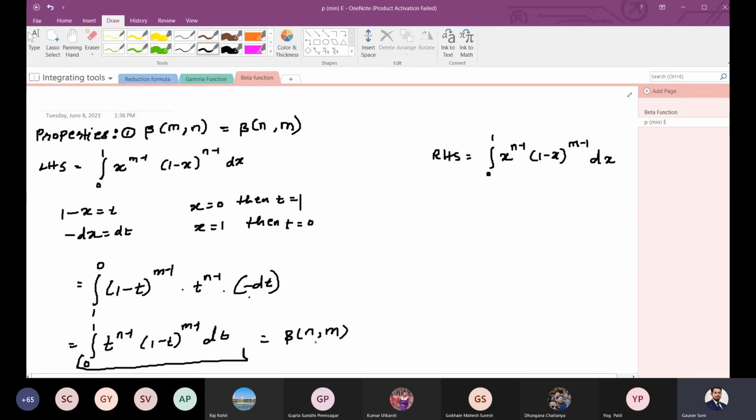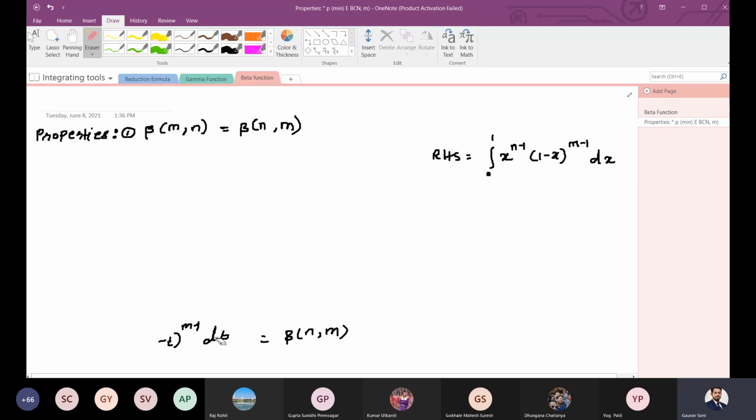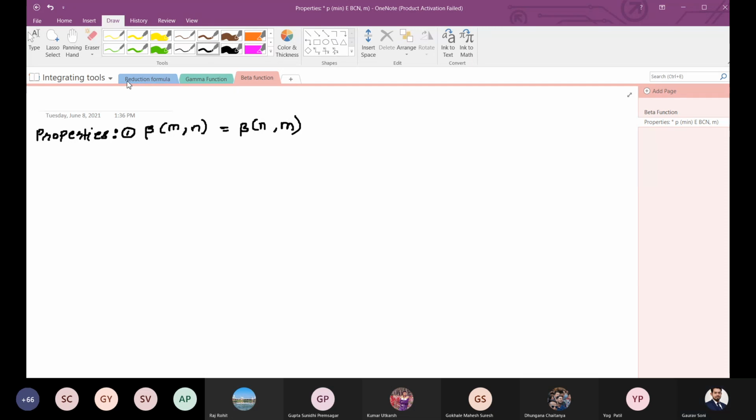So the first property says that beta of m comma n is equal to beta of n comma m. The order doesn't affect the value of the beta function. This is the first and a very important property. In some of the examples, this property will be used to show that the integrand is directly 0, because the first one is beta of m comma n, the second one is beta of n comma m.